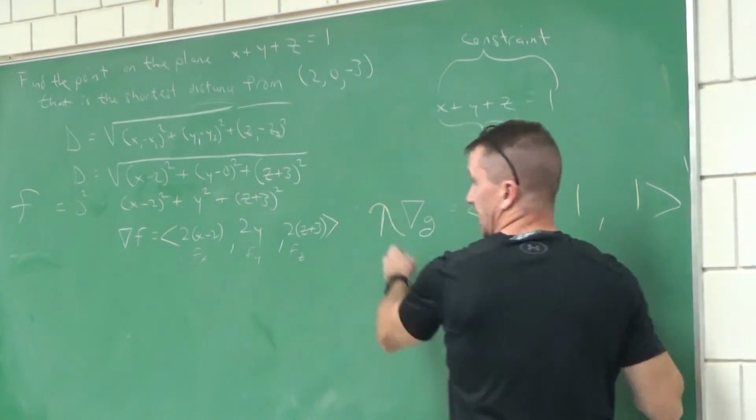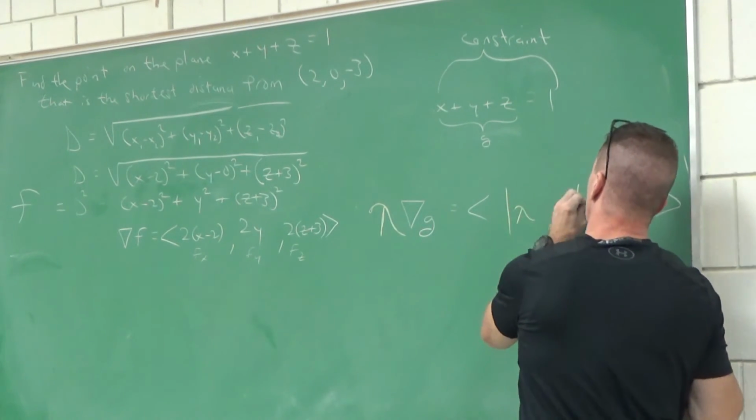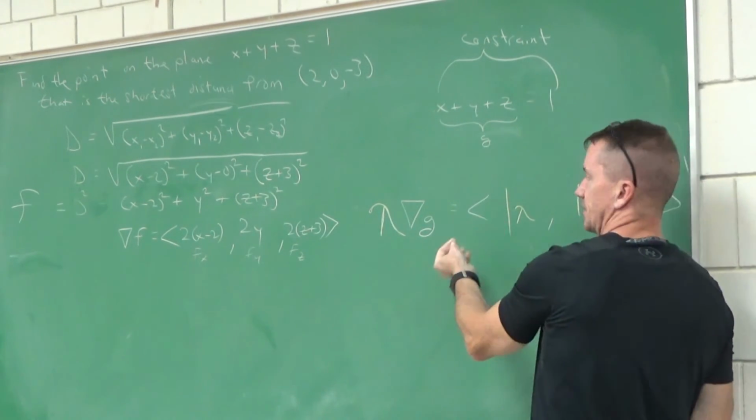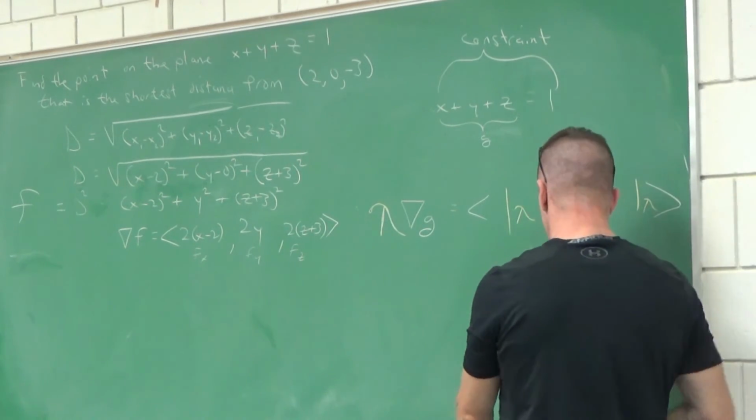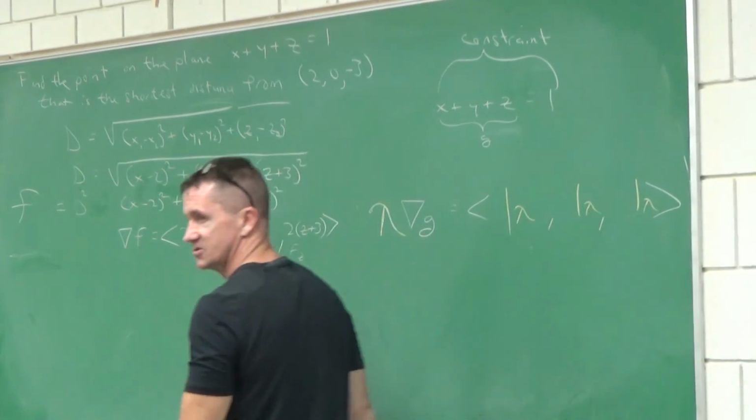Now you have to distribute the lambda to all of them, so this is 1 what? 1 lambda, 1 lambda, 1 lambda, so I'm just distributing it. This is what we do. This is the system we gotta solve. Solve this system.